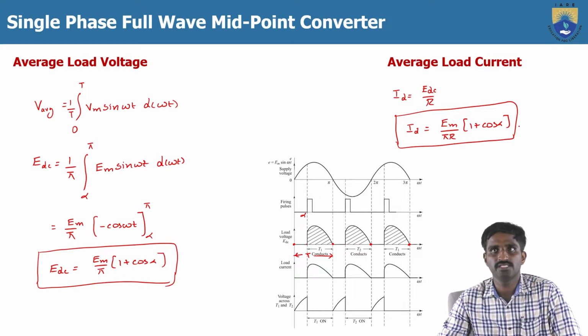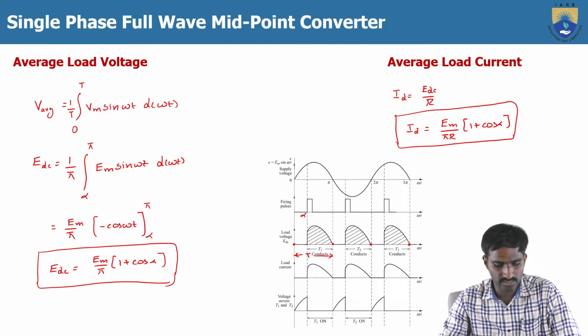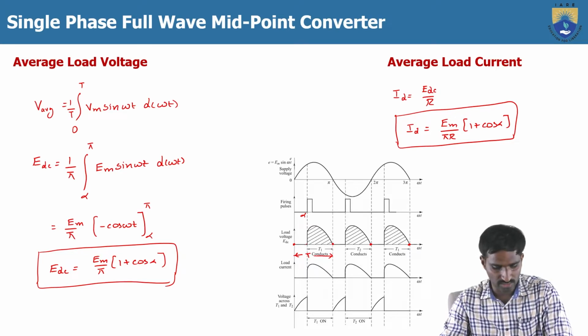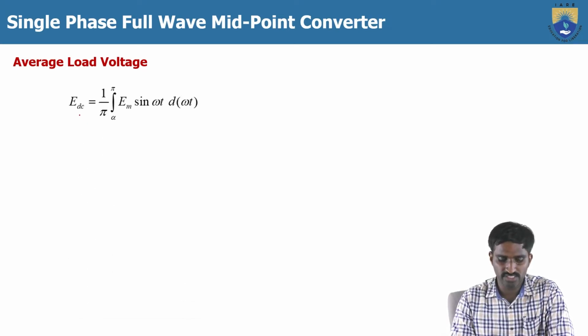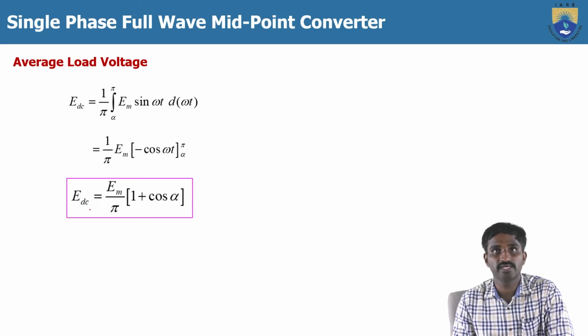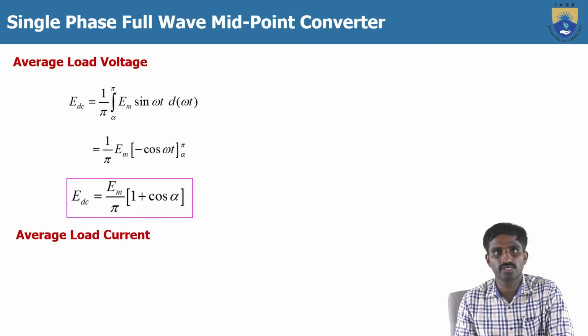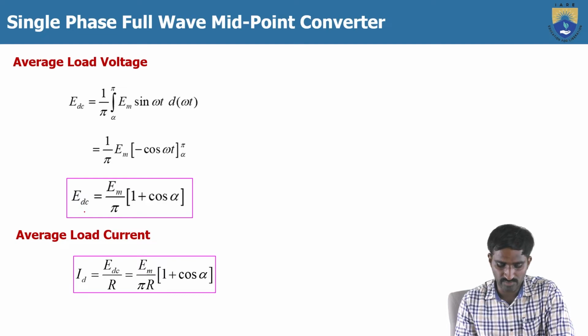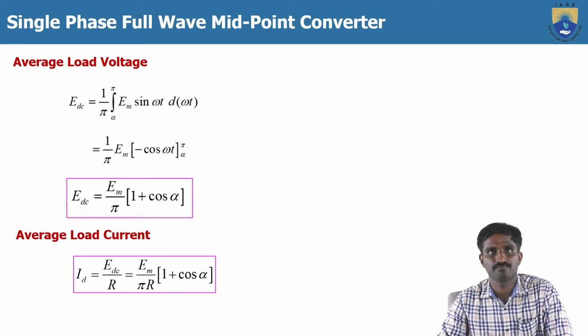So this is ID is equal to Em by pi R into 1 plus cos alpha. This is how we can find the average load voltage and the average load current. The same thing I have mentioned here also. Here EDC is equal to 1 by pi into the integral from alpha to pi, and just now we have calculated, and finally we will get EDC is equal to Em by pi into 1 plus cos alpha. In a similar way, the average load current is EDC by R, then you will get Em by pi R into 1 plus cos alpha.